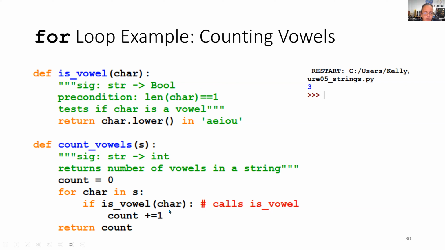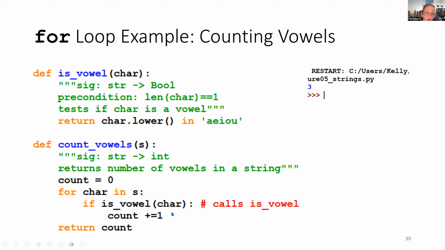Now, if isVowel of character, which is I, sent to this function up here, return character dot lower, i, in A, E, I, O, U. That is true. It's right here. That returns true into the if. So now the branch guard is true, and we will increment the count by 1.